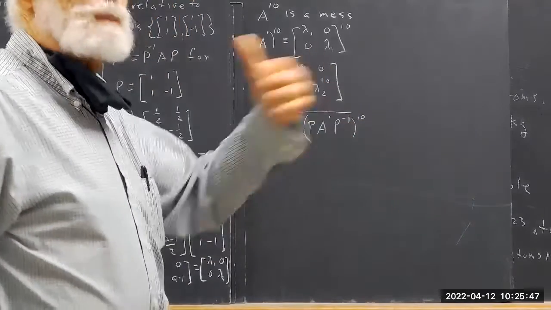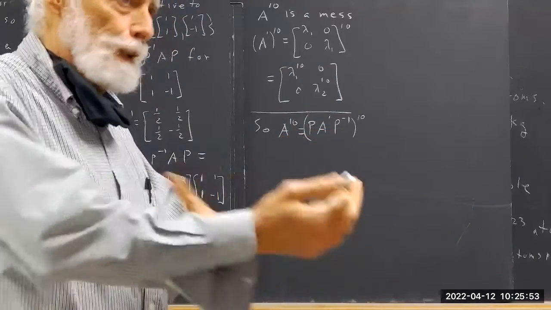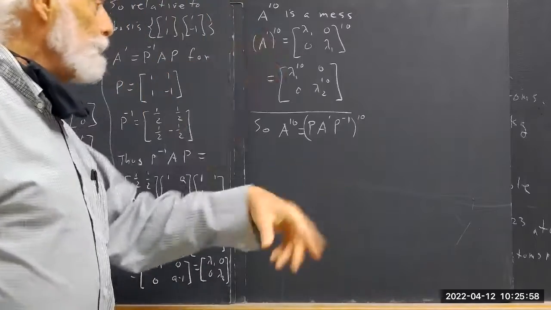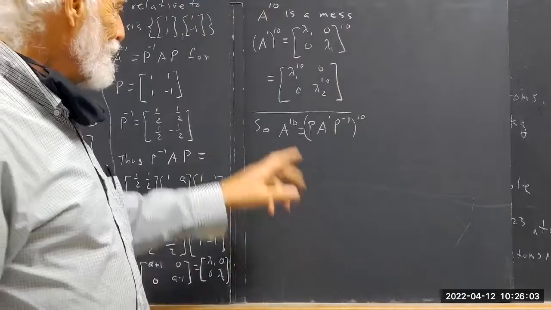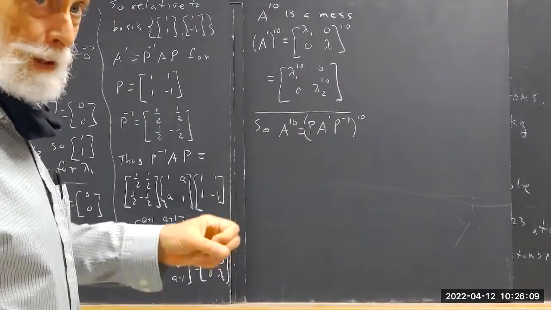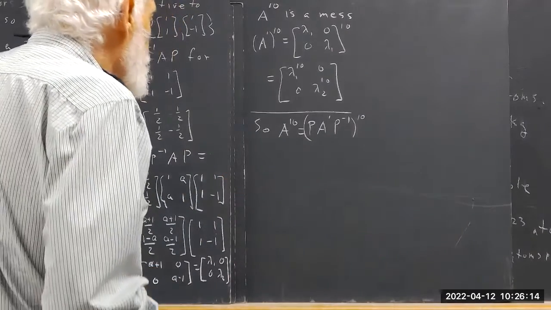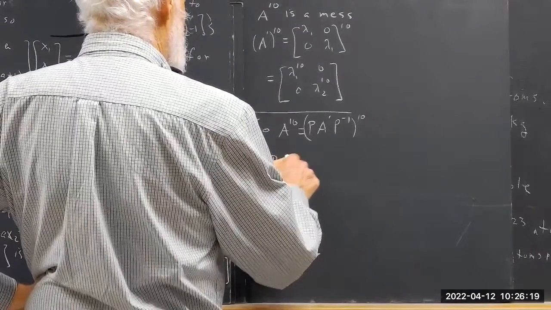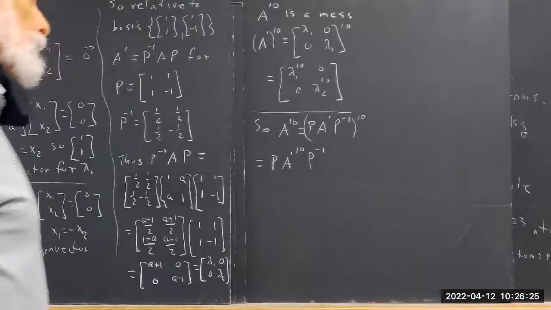Now A prime is P inverse A P, so A is P A prime P inverse. Make sure you understand the manipulations of that. It's very straightforward. You just multiply on the right by P inverse and multiply on the left by P, and that becomes that. Okay, so A to the 10th equals P A prime to the 10th P inverse.